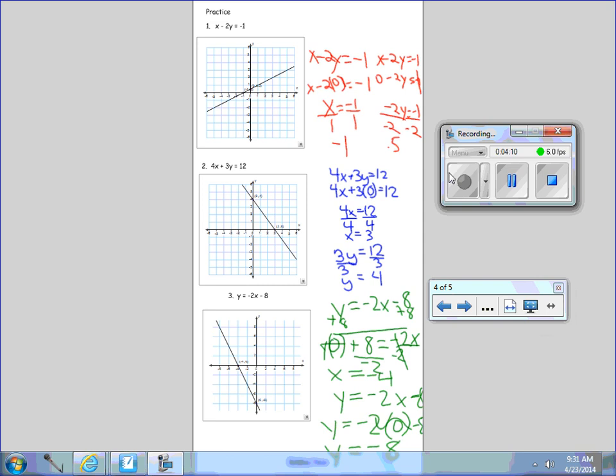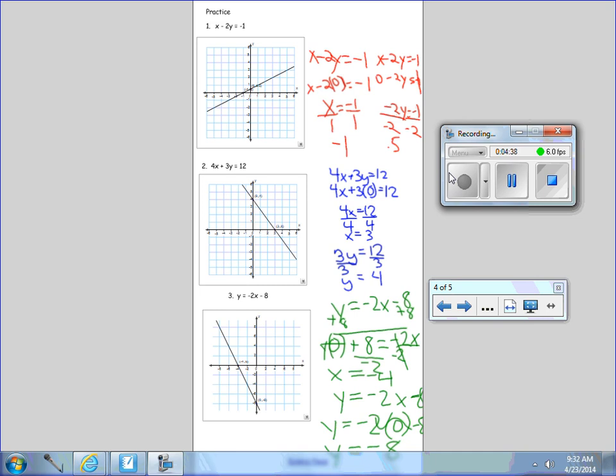Now, for number 1, our x-intercept ended up being -1 after we plugged in 0 for the y. Our y-intercept ended up being 5/10 or a half after you plugged in 0 for x. And then we graphed it, so it should look similar to this.